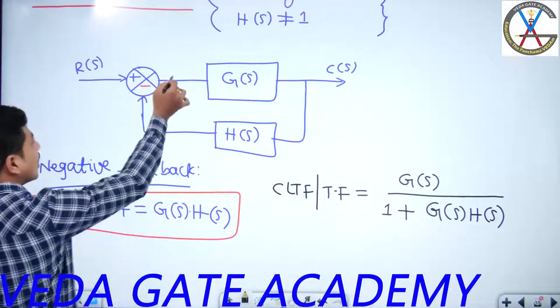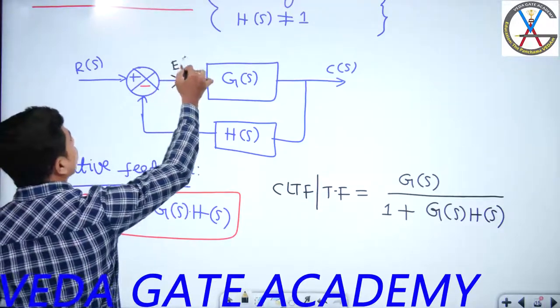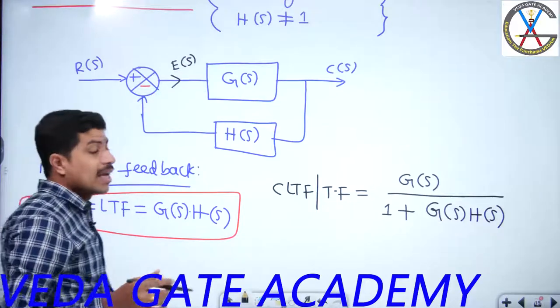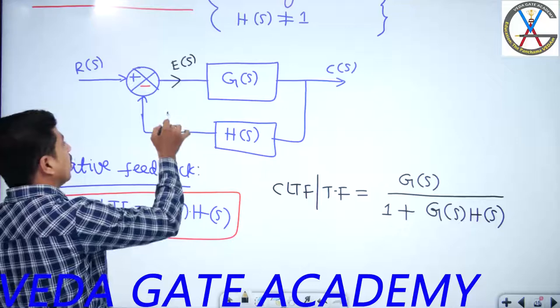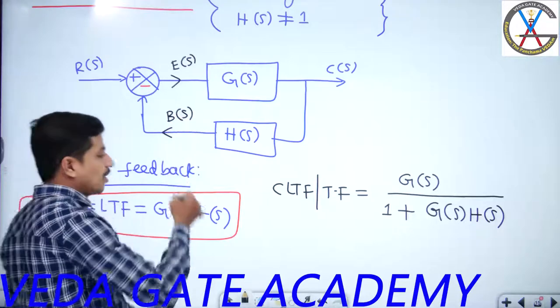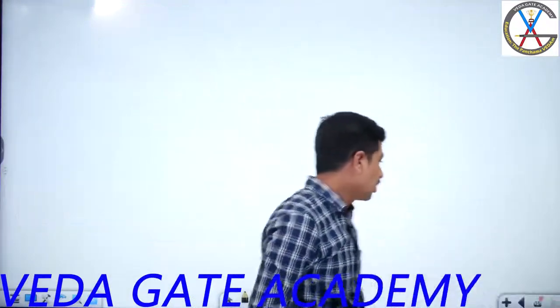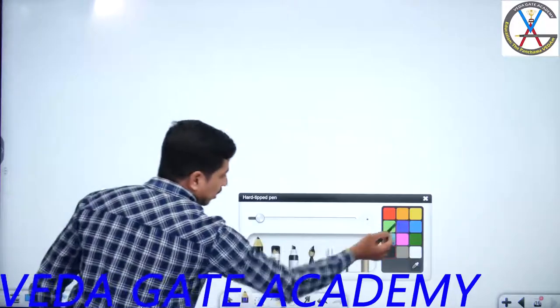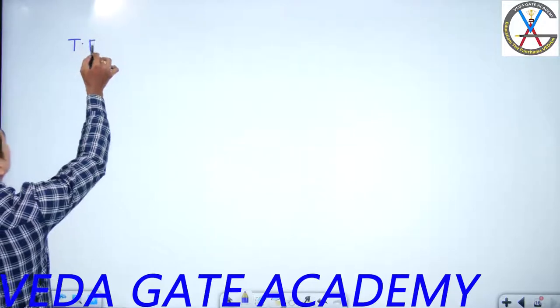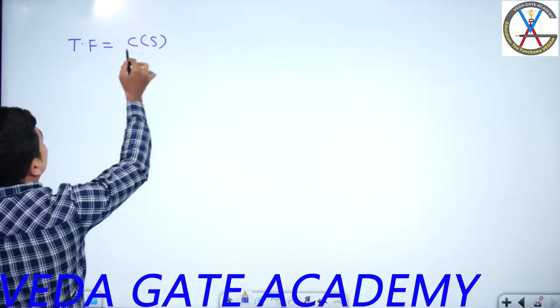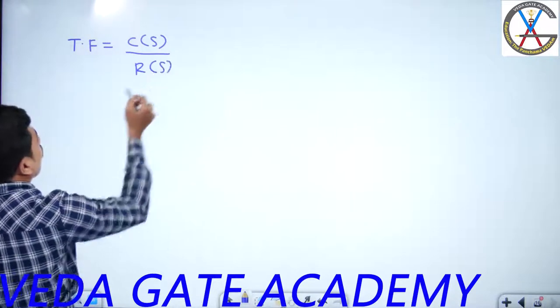Okay. Let's make this one E of s. In fact, that is called the actuating error. What does it mean by actuating error? All those things we will understand later in the steady state error analysis topic. Yes, let's derive it once again. We want a transfer function that is equal to C of s by R of s.